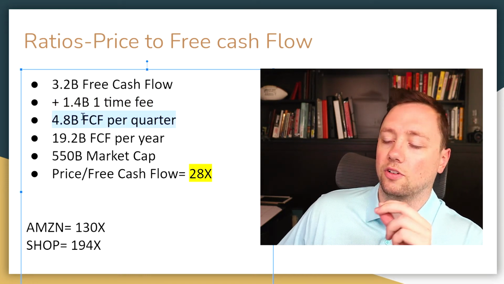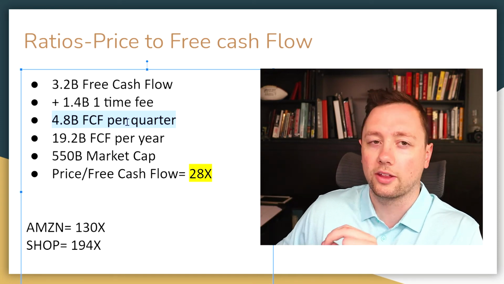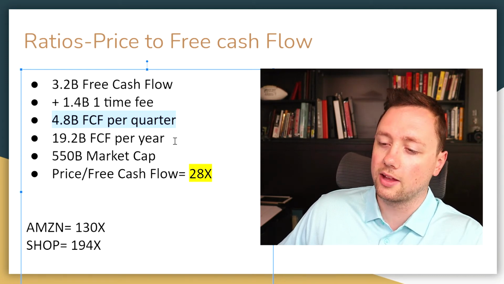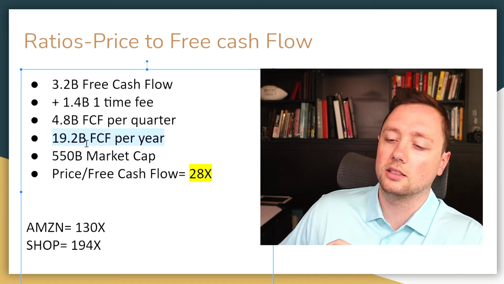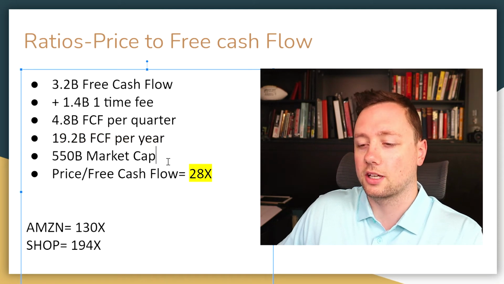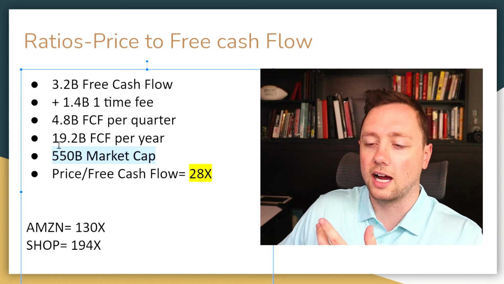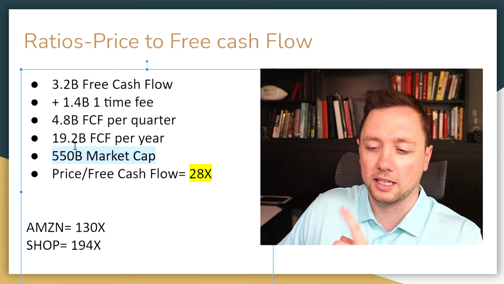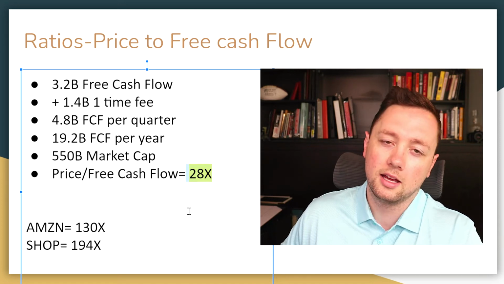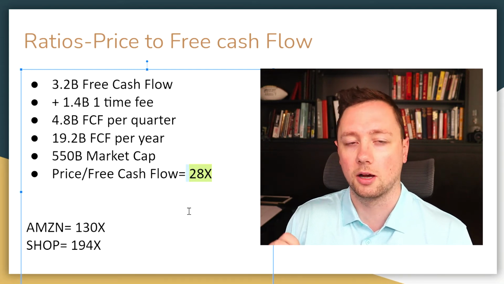that gives them free cash flow of about $4.8 billion per quarter. That puts them pretty much in line with where they have been over the last few quarters. So I think that's a reasonable assumption to make. Now, when you multiply that out by 4 quarters, that gives you $19.2 billion of free cash flow per year. Now, this company currently has a market cap of about $550 billion. And so when you divide these two numbers, 550 divided by 19.2, you get a price to free cash flow of about 28x, meaning that we are paying 28 times the free cash flow that the company is generating.